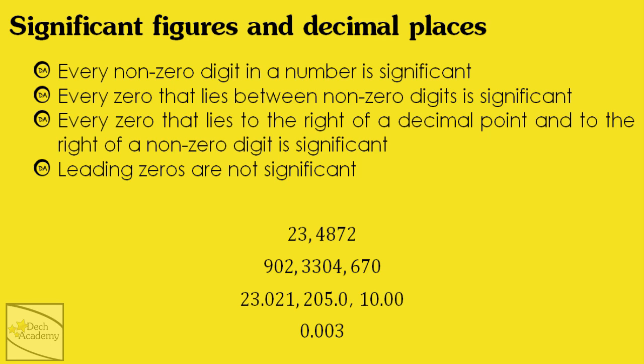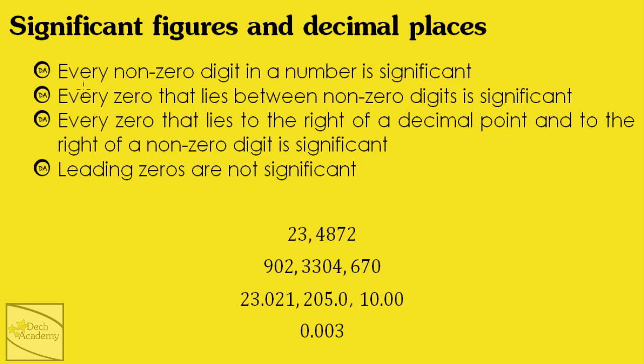Now we're going to move on to the topic of significant figures first anyway, and then we'll move on to decimal places, something you've done before. But the first thing you need to know about significant figures is to know when a figure in a number is significant. You can see some numbers here, and we're going to look at the rules that tell you when a digit of this number is actually significant. So significant figures could also be called significant digits.